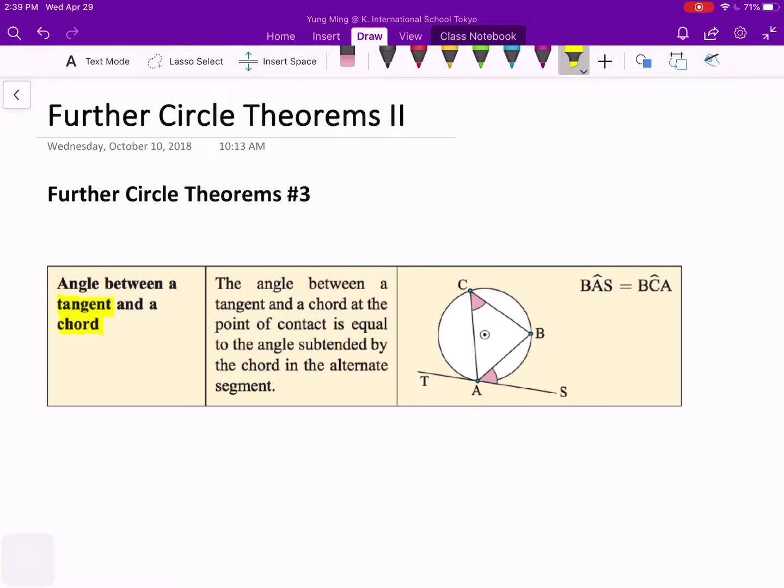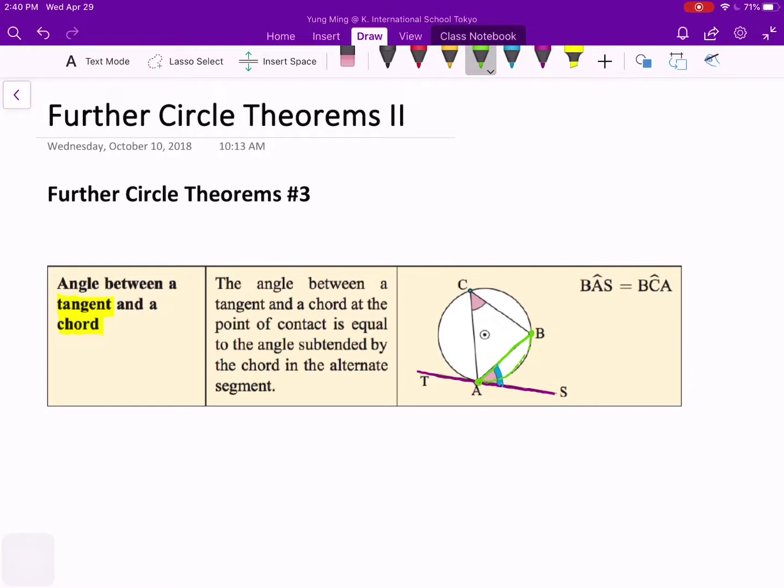How about that? So first of all, we have a tangent crossing the circle at only one point, right here at A. On the other hand, we have a chord from A to B. This tangent line and this chord form an angle, called BAS in this case. This chord also forms a minor arc from A all the way to B.